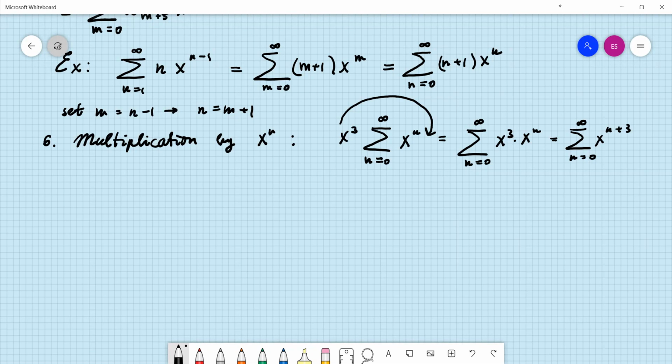Now, a little bit more complicated thing: manipulation with coefficients to solve series equations. It's going to take a while. Number 7.